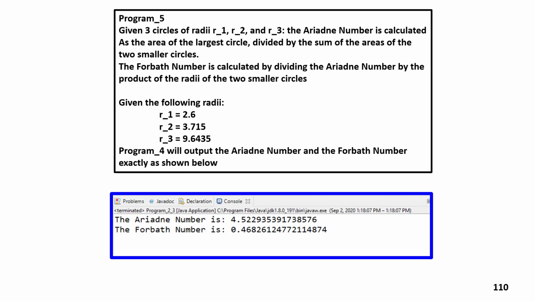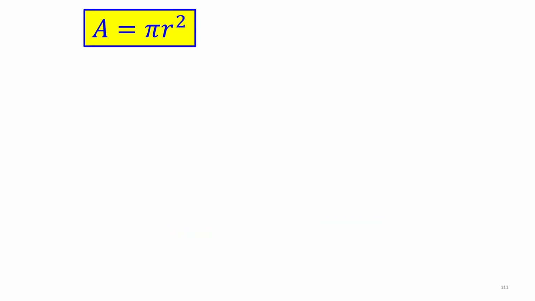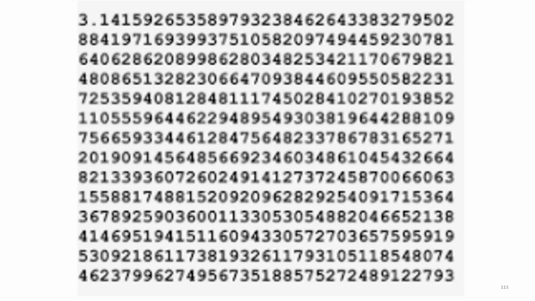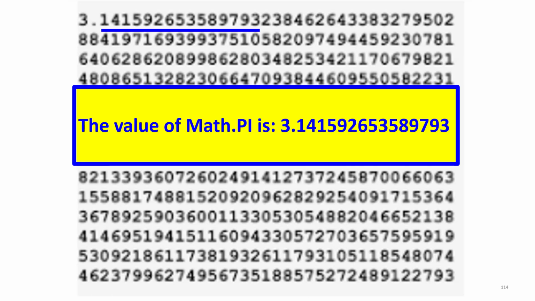Now clearly, we're going to have to calculate the area of the three circles defined by the three radii, R1, R2, and R3. Well, remember from high school trigonometry that the formula for the area of a circle is pi times the square of the radius, where pi is defined as the ratio of the circumference of a circle to the diameter. Unfortunately, pi is also an irrational number, and here are the first 474 digits after the decimal point. Fortunately for us, the math class has a named constant PI, capital P-I, which contains the first 15 digits, which is sufficient to cover all but the most exacting domains.